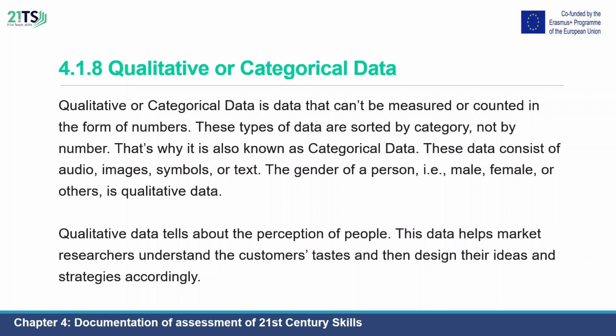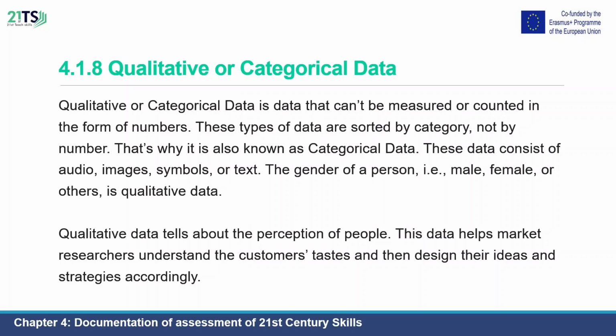Qualitative or categorical data is data that can't be measured or counted in the form of numbers. These types of data are sorted by category, not by numbers. That's why it is also known as categorical data. This data consists of audio, image, symbols, or text.